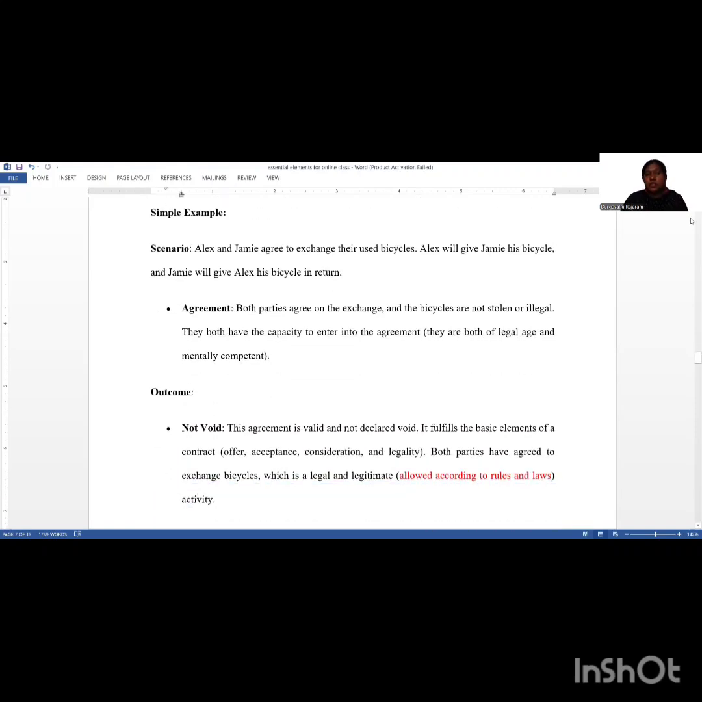Now the outcome. This is a valid agreement. Outcome: not void. The agreement is valid, not declared void. It fulfills the basic elements of a contract. What are the basic elements of a contract we have? Offer, acceptance, consideration, and legality.